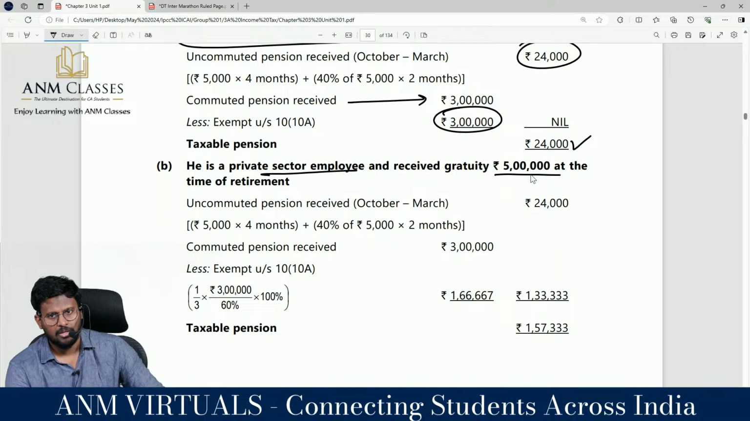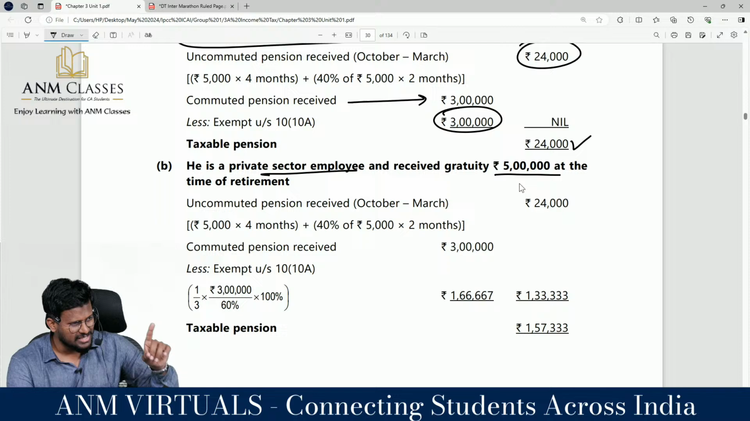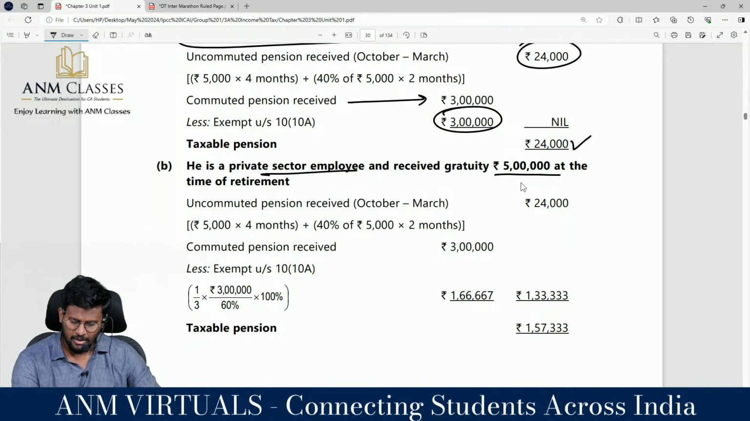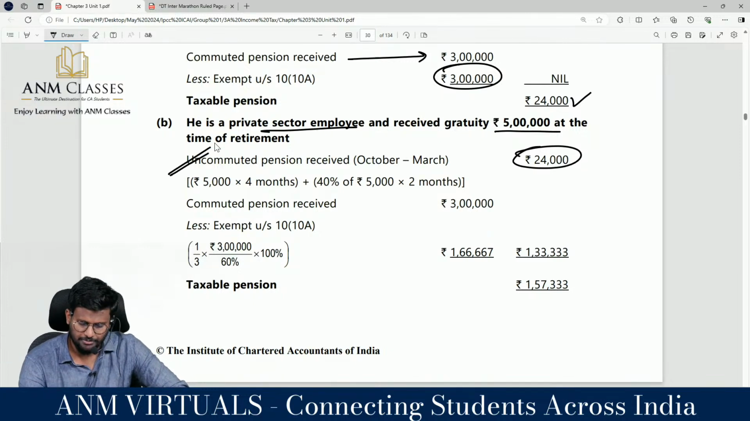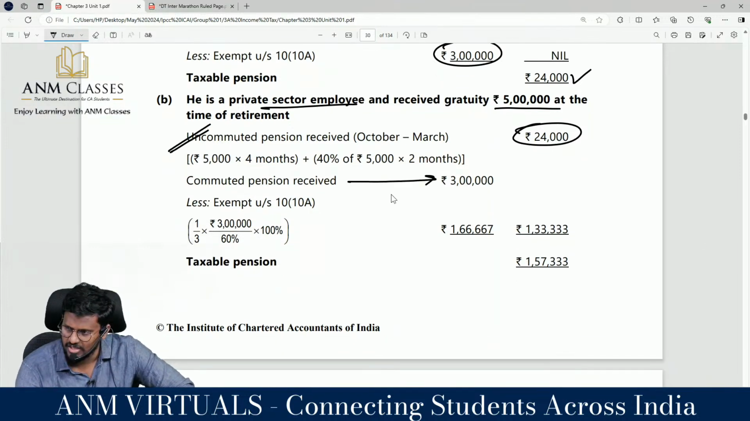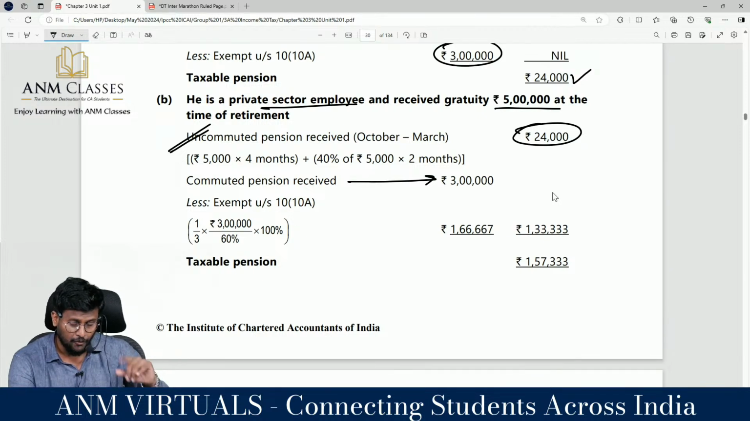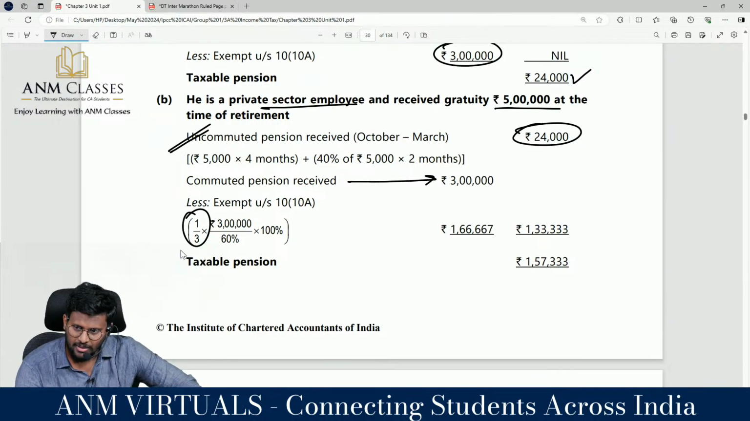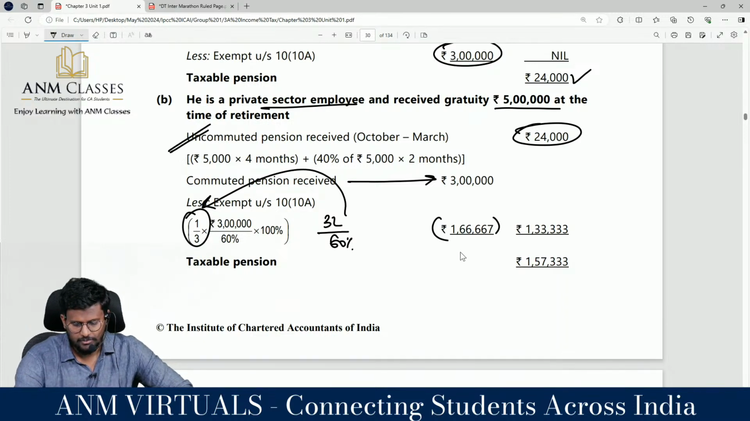Receiving what? The amount of gratuity is relevant or irrelevant. Whether he is getting gratuity or not is relevant. Right? Uncommuted pension is already calculated. How much is the commuted pension received? Is he getting gratuity? Will the exemption be less or more? Less. How much of the total pension? 1/3 of it. How much is the commuted pension? 3 lakhs divided by what percent? Comes to 5 lakhs or 1/3.